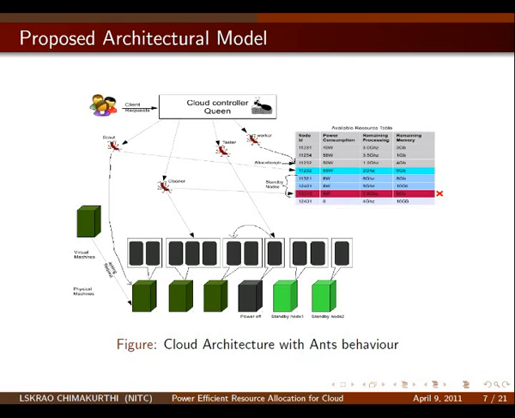All these functionalities will be done by some of the ant agents in this ant colony mechanism, like scouts, testers, cleaners, and worker ants. And this queen ant will maintain the available resource table, which acts as a central repository that stores the information about all the nodes in this cloud.